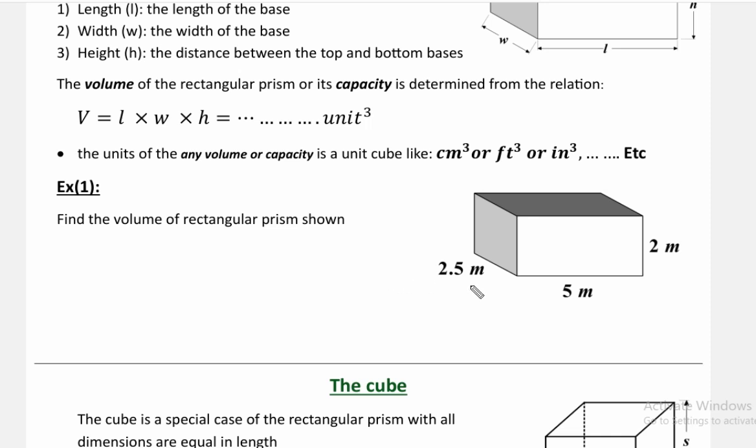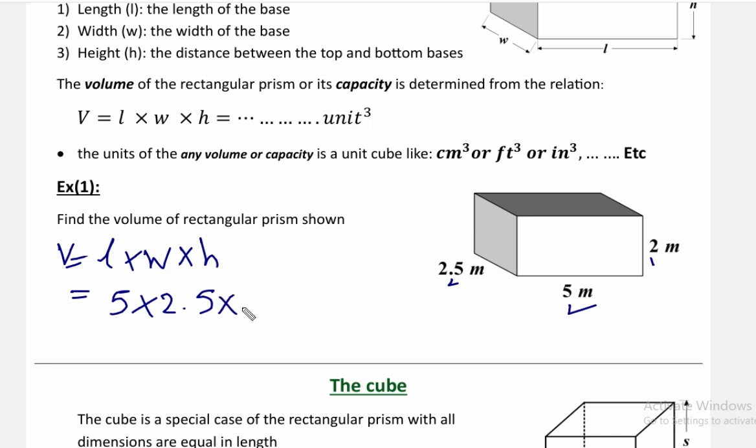Find the volume of the rectangular prism shown. We have the length, width, and height. So the volume will be length times width times height. Length is 5, width 2.5, height is 2. You can begin with 5 times 2.5, it's okay, but it's easier to use 5 times 2, which is 10, times 2.5, and we get 25 meters cubed. So it's very easy and simple. Just volume equals length times width times height.